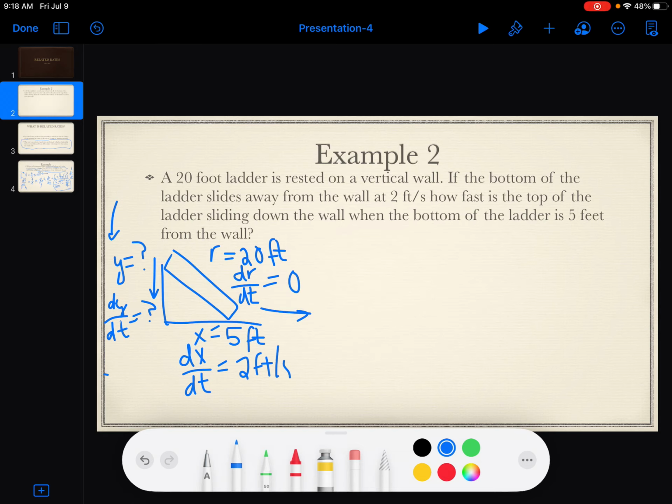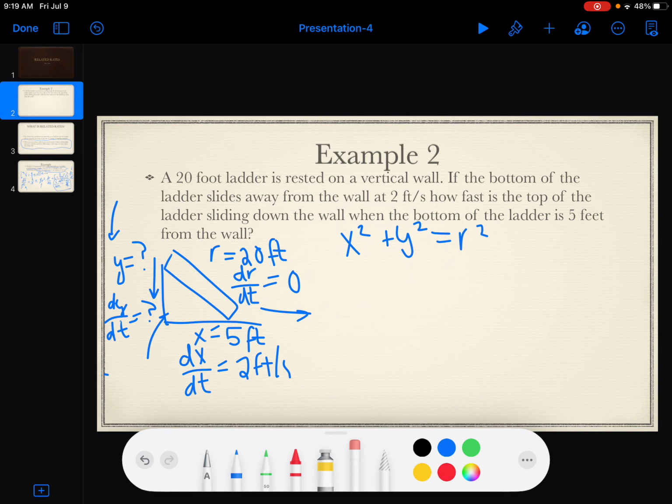But actually, before that, we need to connect x and y in order to connect dy by dt and dx by dt. Remember, related rates, we are looking for a related rate of change in terms of another related rate of change, of another variable. So what we have to do now is realize the situation. And what situation do we see here? Well, it's quite obvious that we have a triangle. We can use the Pythagorean theorem. So x squared plus y squared equal to r squared.